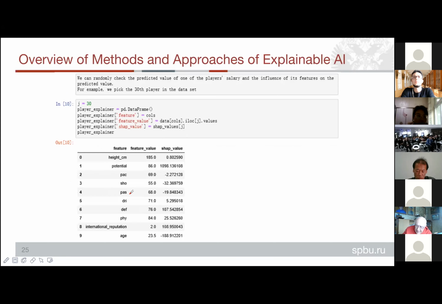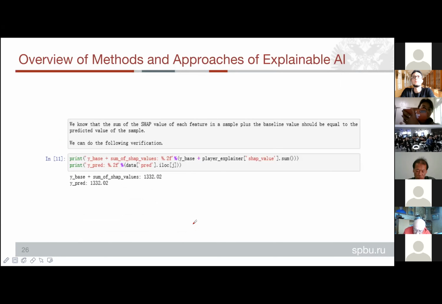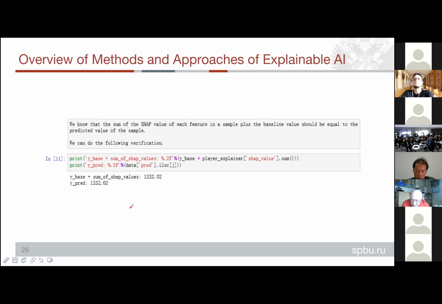And we can check the predictive value of player salary and the influence of its features on the predictive value. In this sample, we pick the 30th player in the data. It's just like this. We know that the sum of SHAP values of each feature in the sample plus the baseline value should be equal to the predicted value of the sample. We can do the following verification, and it's the same. It's proof that we did it right.